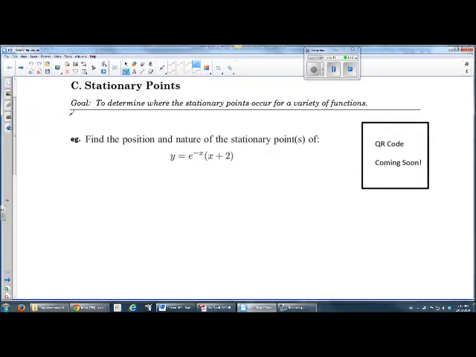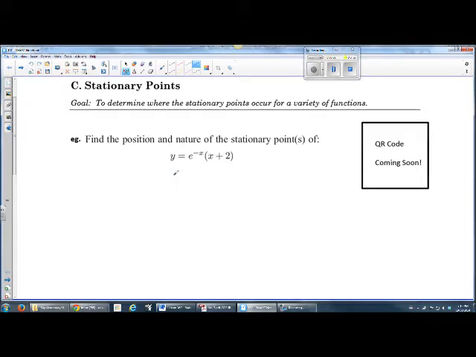Today we're going to determine where stationary points occur for a variety of functions. You've already seen this before, but not with exponential or logarithmic functions, or even trigonometric functions. So we'll examine a few of these at this moment. Okay, so let's take a look at example 1.